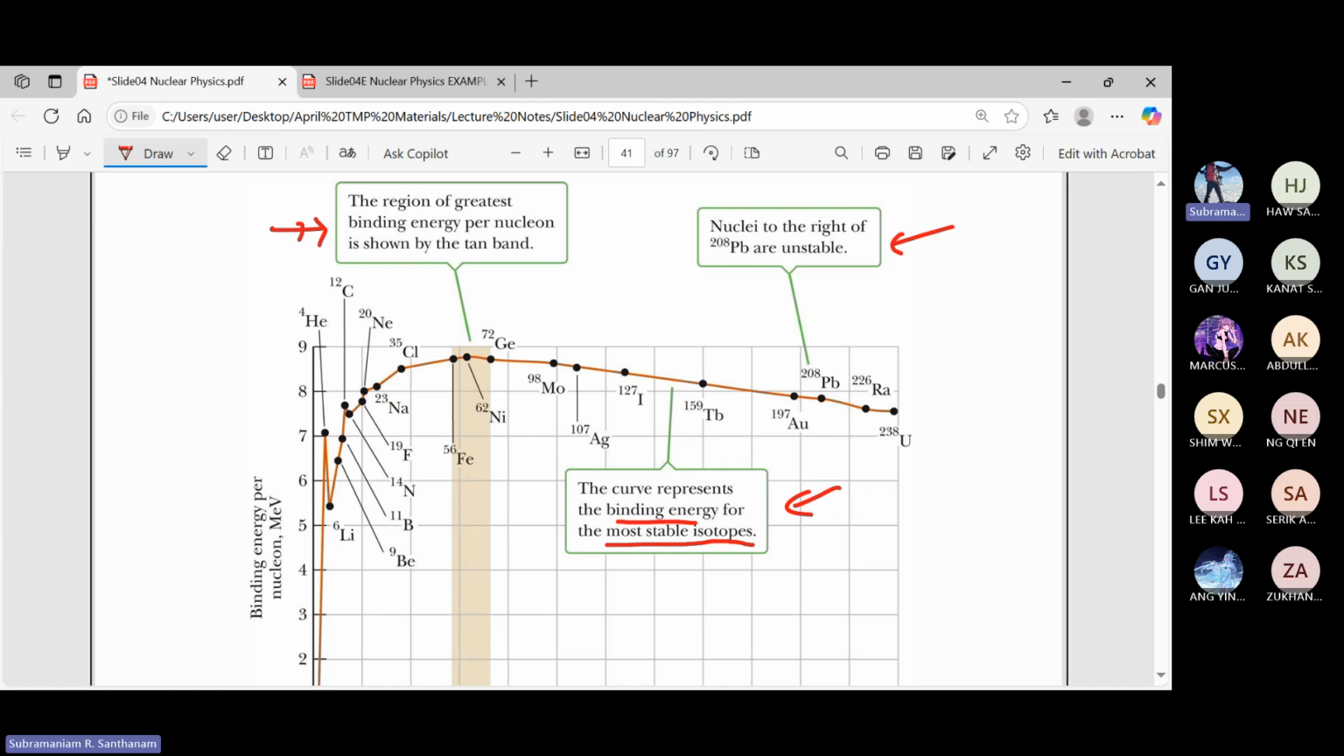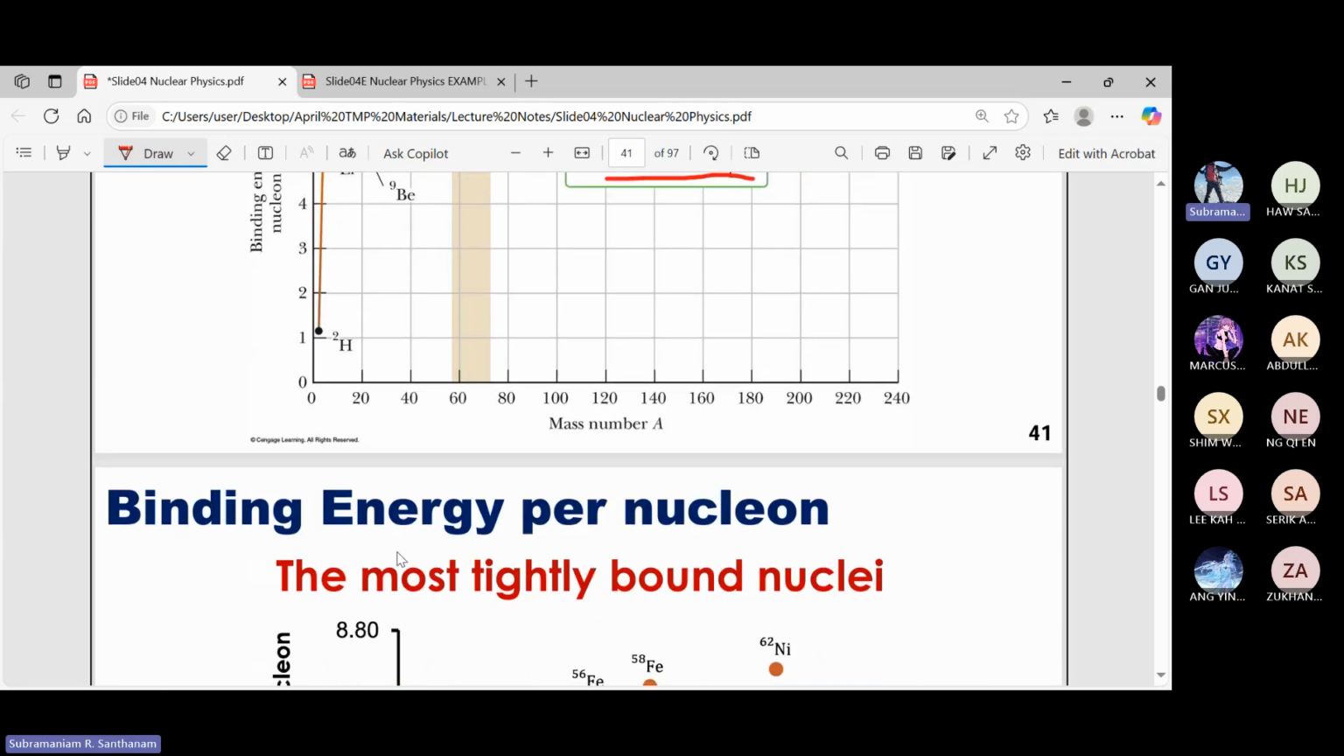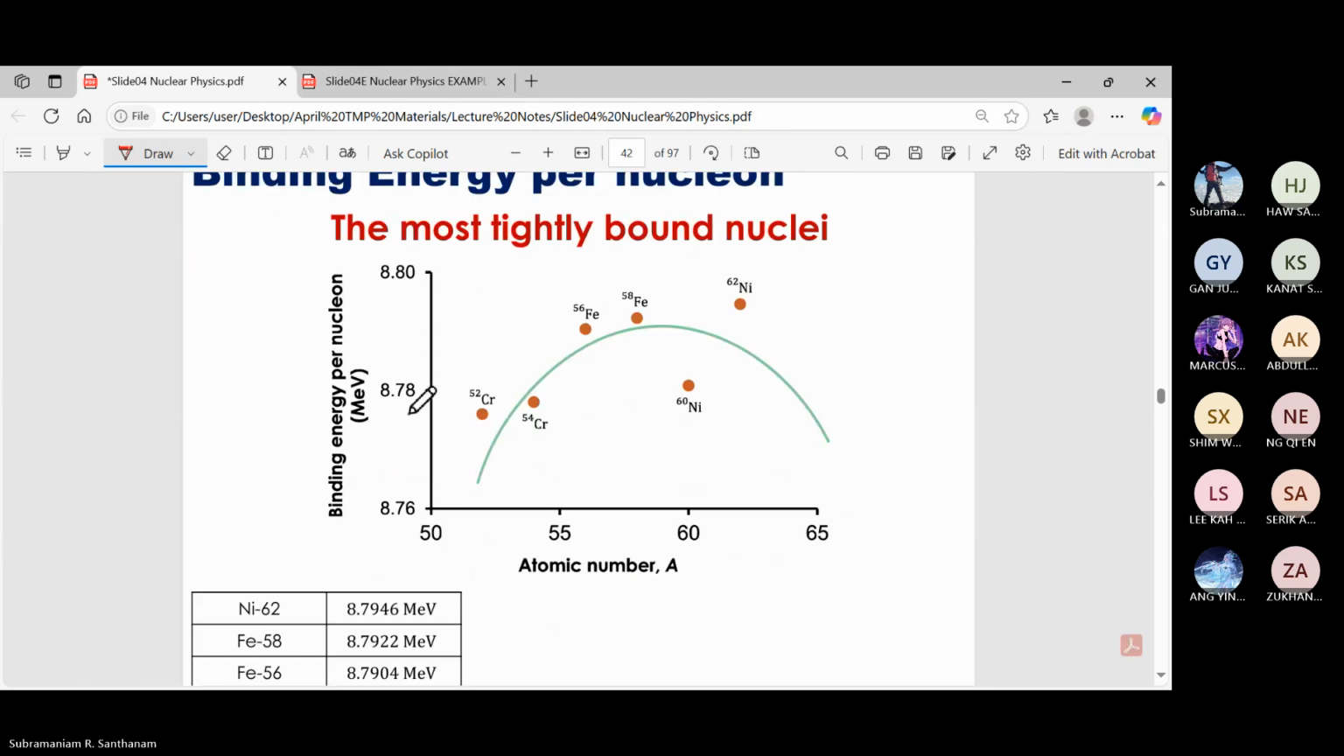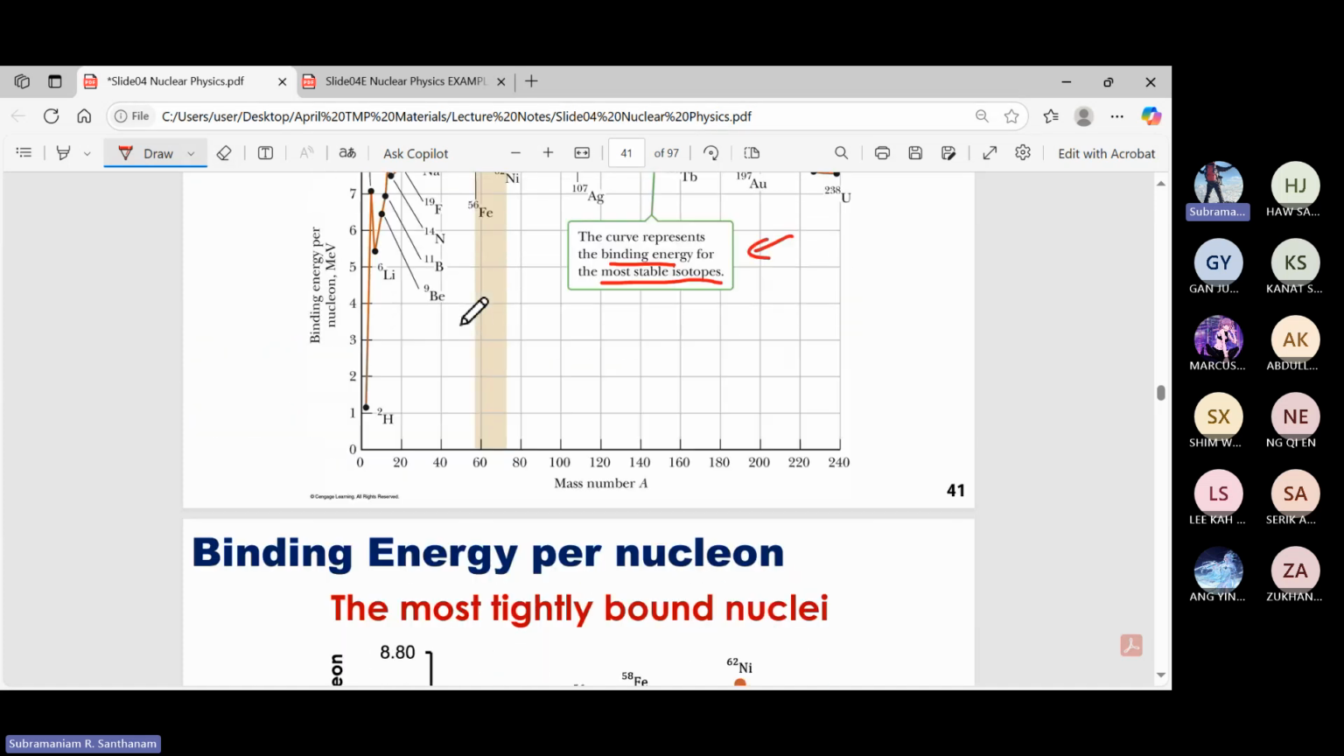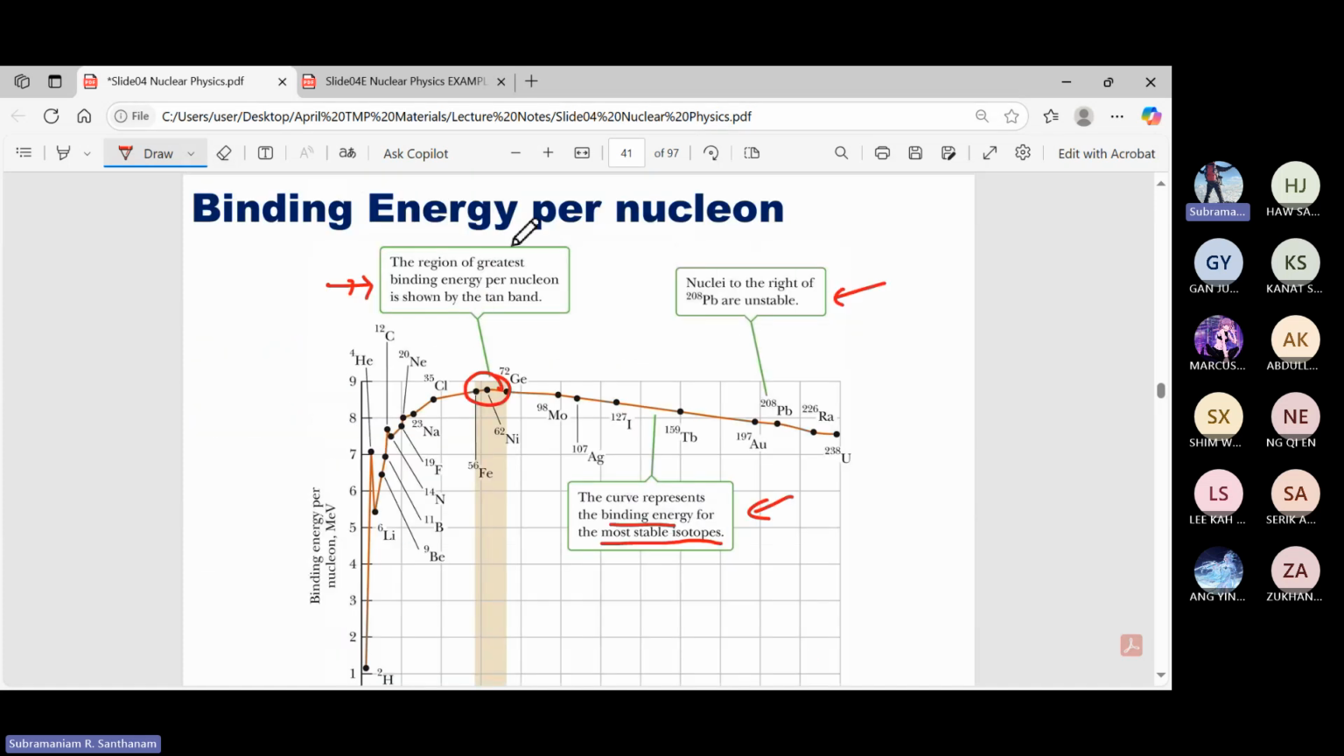So that's why this particular curve shows the most stable region, somewhere here. This is the most tightly bound nuclei. You don't need the exact values, but this shape is important for you to know.